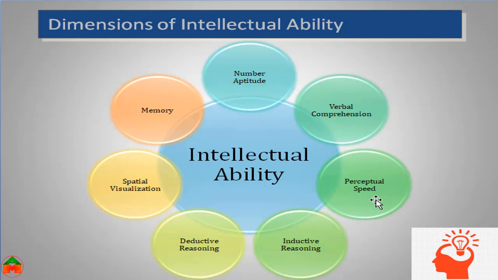Perceptual speed is the ability to identify visual similarities and differences quickly and accurately. This is helpful when an employee is to take in a lot of information and make decisions about the patterns. For example, a detective or inspector needs this quality, perceptual speed.